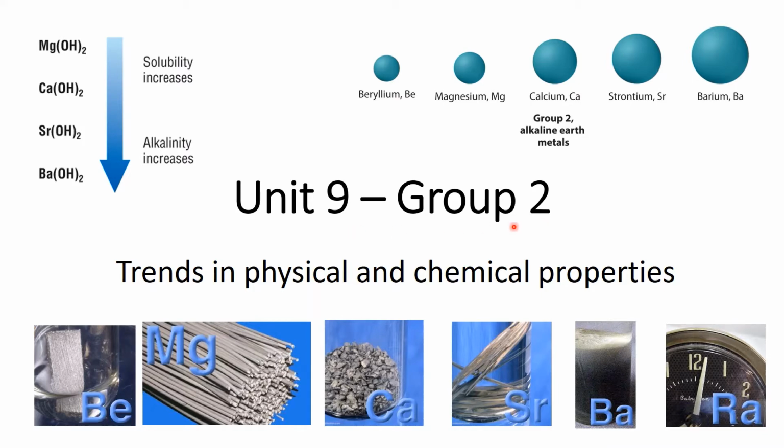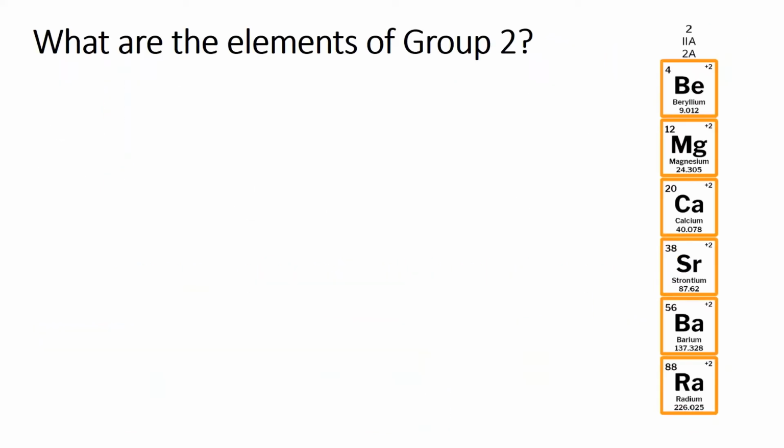The Group 2 metals you're familiar with already. They're also known as the alkaline earth metals. And we're going to look at the trends in their physical properties as well as their chemical properties, as you might well expect. The elements of Group 2 are beryllium, magnesium, calcium, strontium, barium and radium.